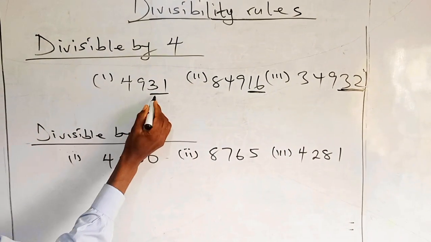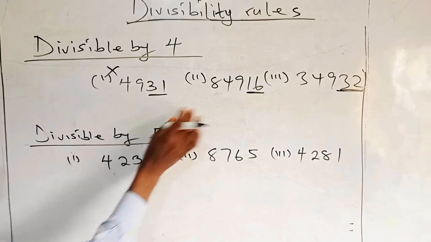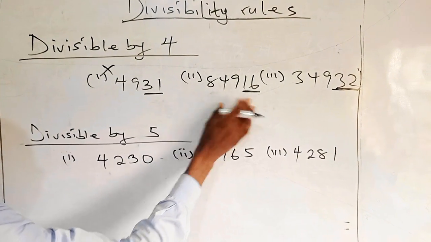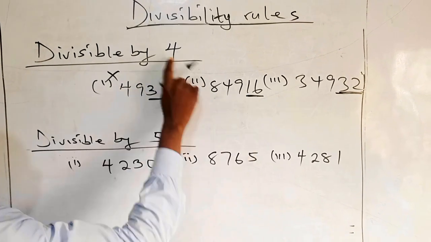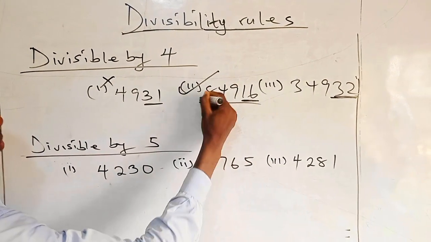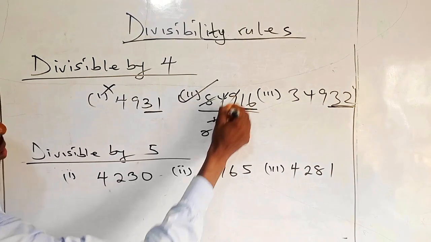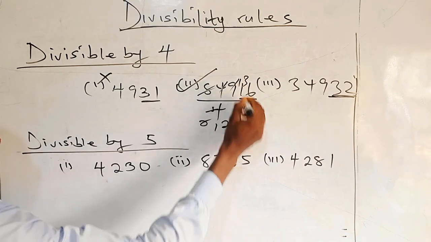So for the first one, 31, can I divide 31 by 4? No. So this one is not qualified. Now let's look at this, 84,916. The last 2 digits here is 16. Can I divide 16 by 4? Yes, so this is qualified. When we test it, 4 in 8 is 2, 4 in 4 is 1, 4 in 9 is 2, 4 in 11 is 2, 4 in 36 is 9.